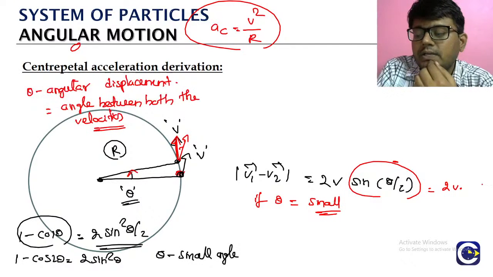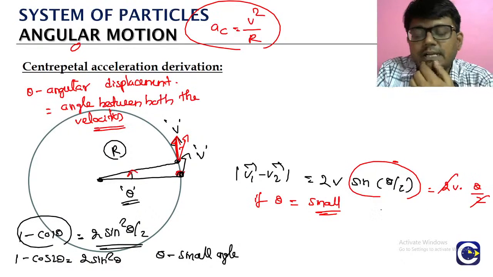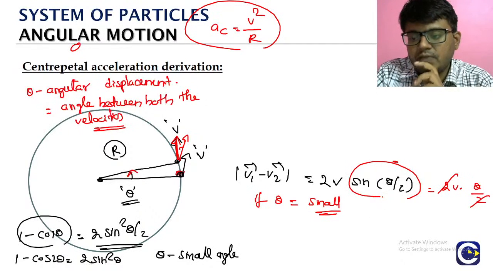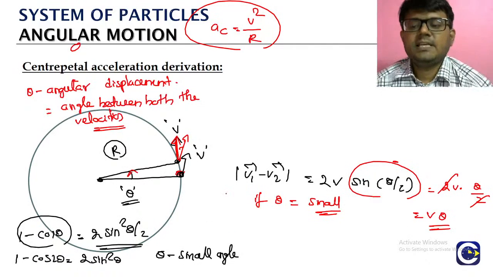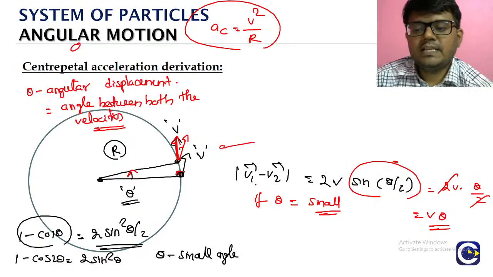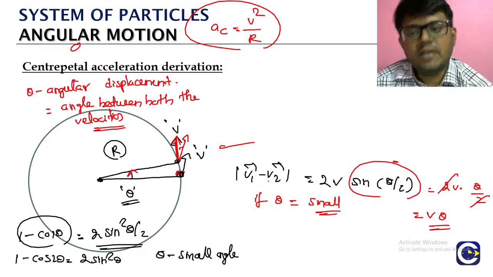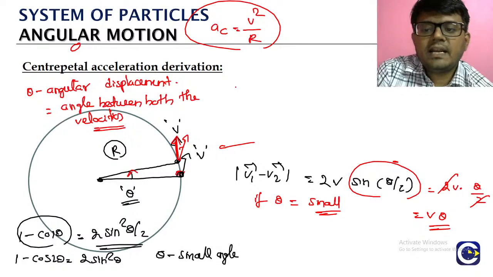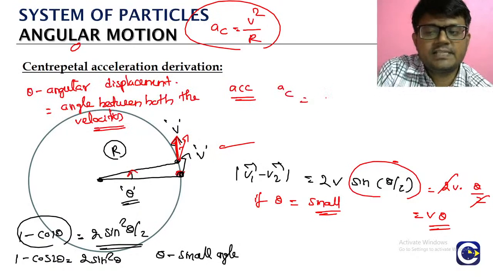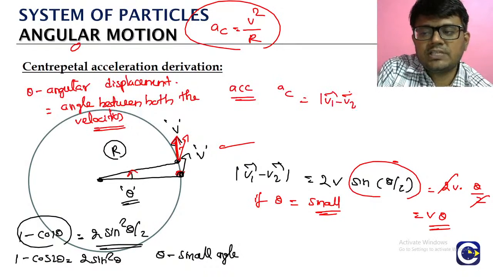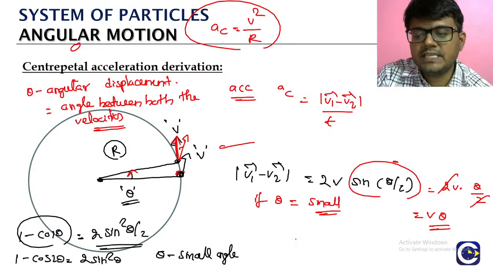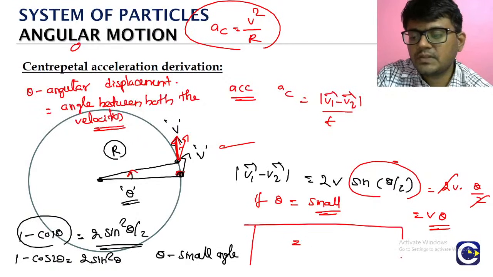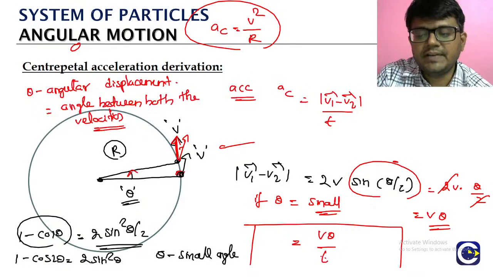Appo enna paaranga, what is it? 2 into v into theta by 2, and the 2 cancel aidum. Okay-va? So this is v into theta, the change in the velocity. So the acceleration responsible for this is the centripetal acceleration, right? What is it? Change in that velocity divided by the time. So paaranga, change in velocity means v into theta divided by the time.